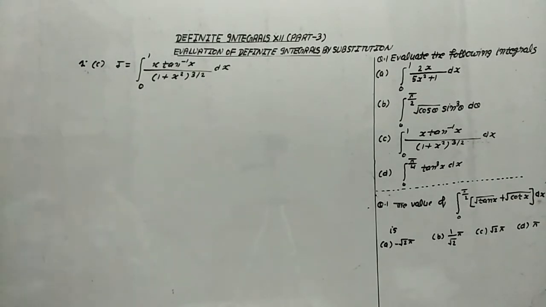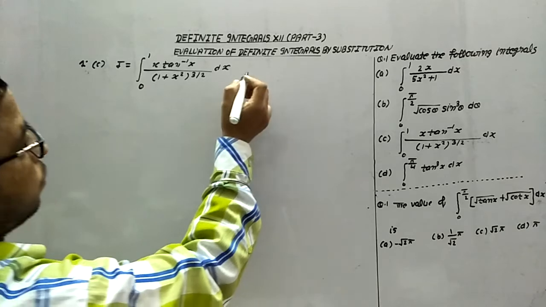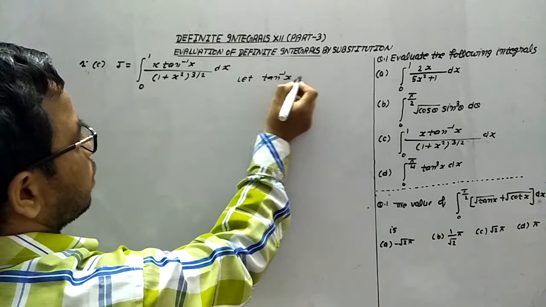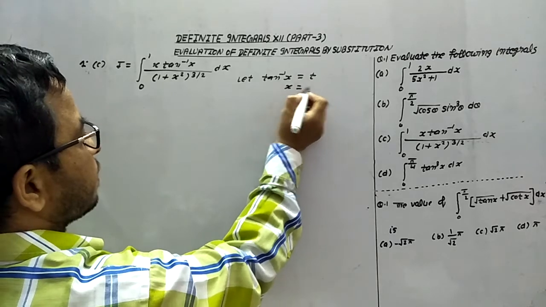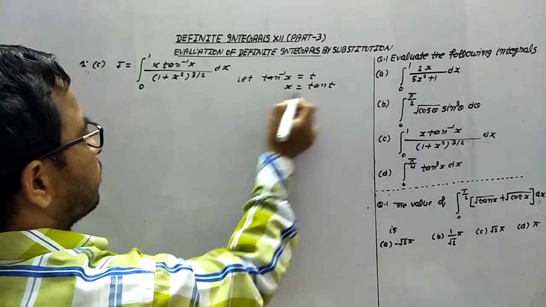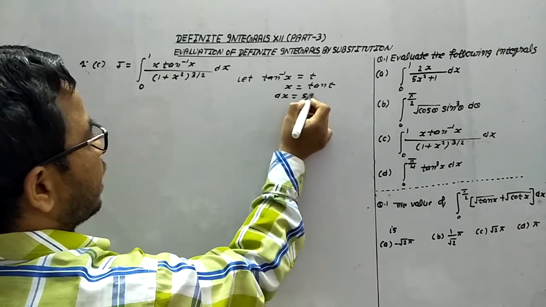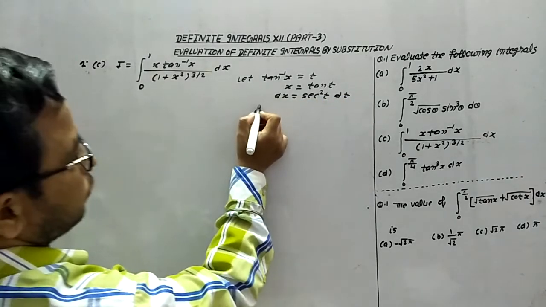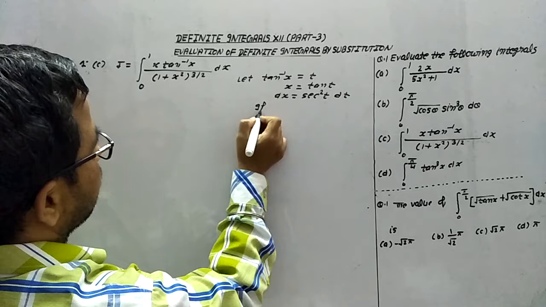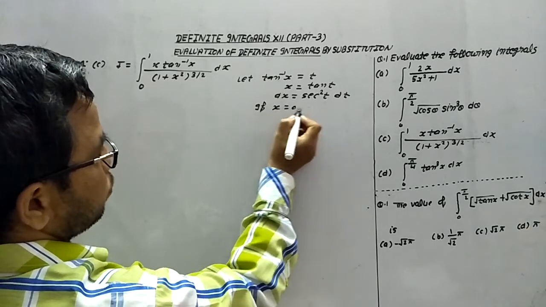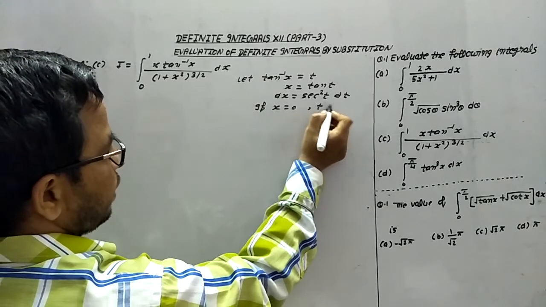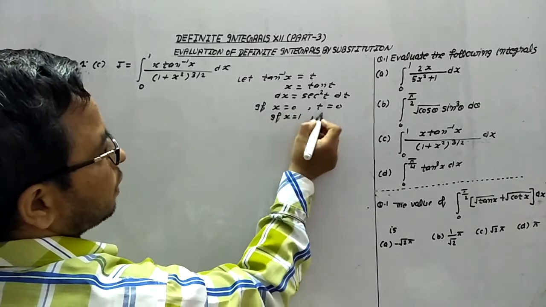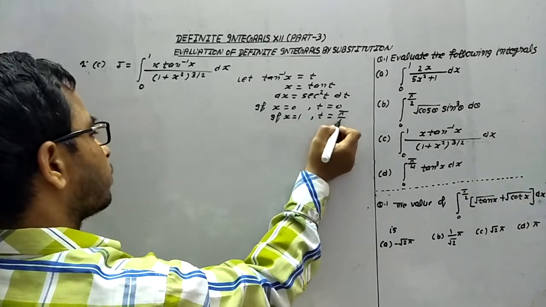Now in this C part we have to find out the integration of this. So first of all, let tan inverse x is equals to t. It means x is equals to tan t. It means dx is equals to sec square t dt. Now first of all change the limit also. If x is equals to 0, it means what is t? t is also 0. If x is equals to 1, what is t? t is equals to pi by 4.